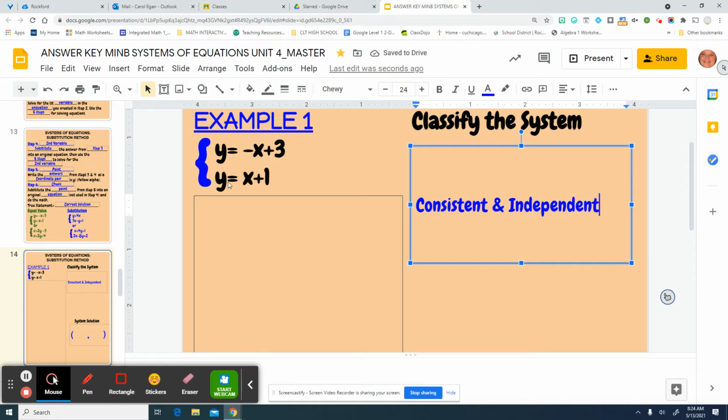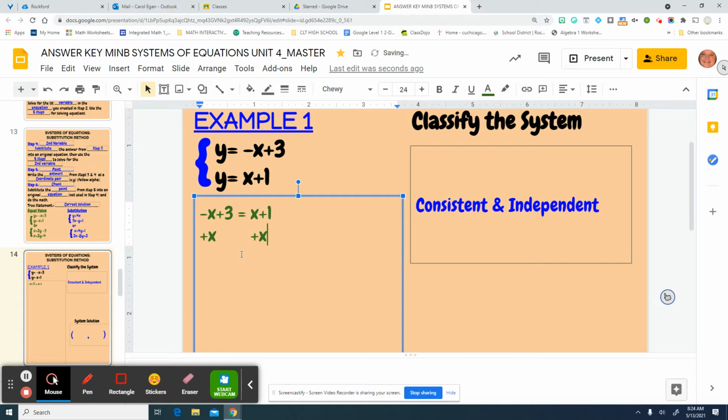This is an equal value situation. In both equations, y is isolated, so I need to set the expression from each one together. I'm going to take the first one, negative x plus 3, and that is going to be equal to the second expression, x plus 1. Now I need to solve for x because that's the only variable currently listed. So I'm going to add x to both sides. I've just accomplished step number 1, and this is step number 2, when I set them equal to each other. Step number 3, solve.